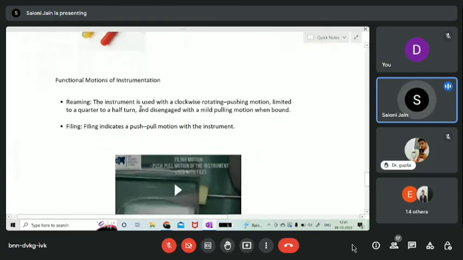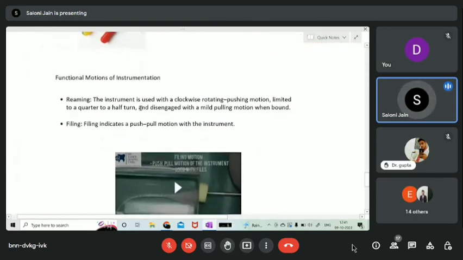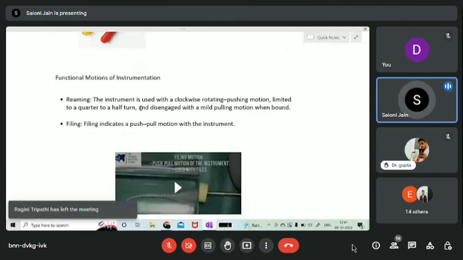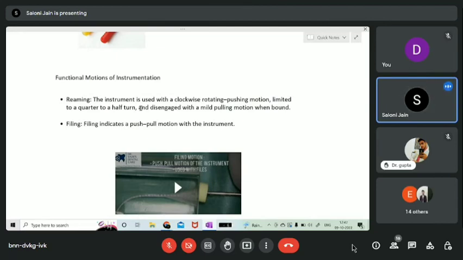Now, before you start with any cleaning and shaping of the root canal space, the one thing which is very important is the usage of the files, or the motions in which these files should be used within the canals. It is very important how you engage the file in the canal and how you rotate or use these files. So, the most important thing is the motions that you use in a file when you do cleaning and shaping of the canals. First is the reaming motion.